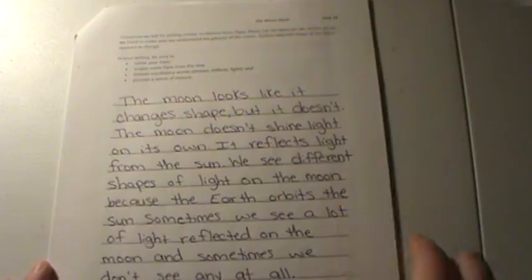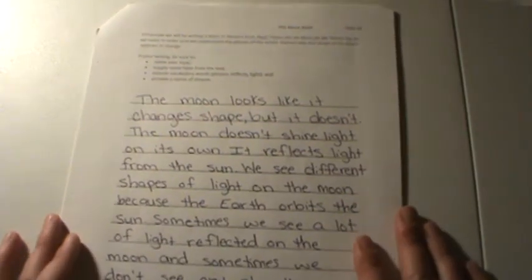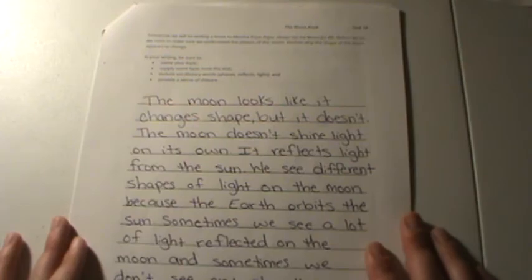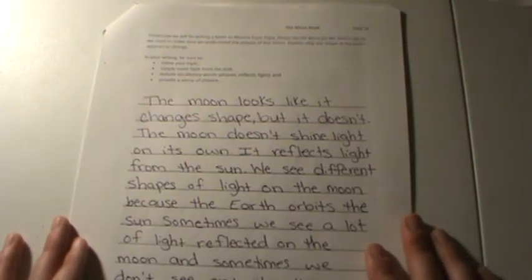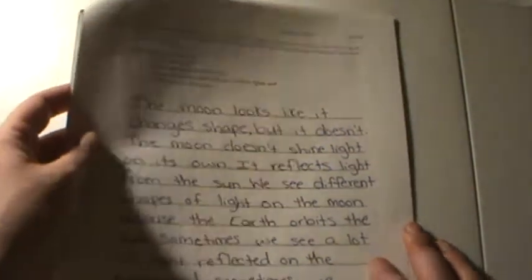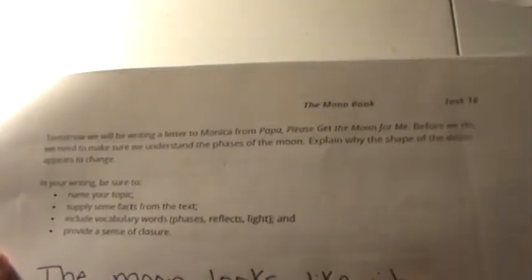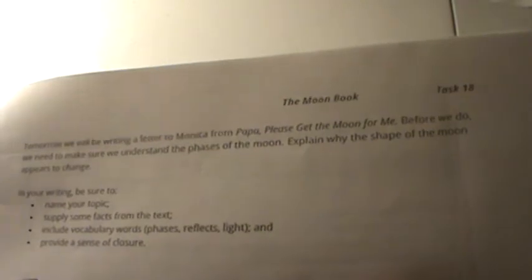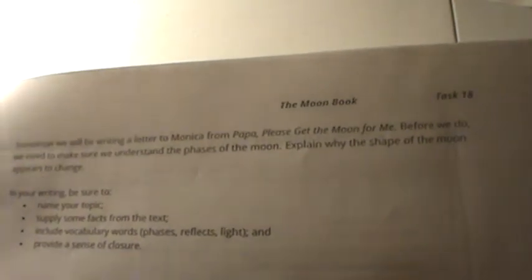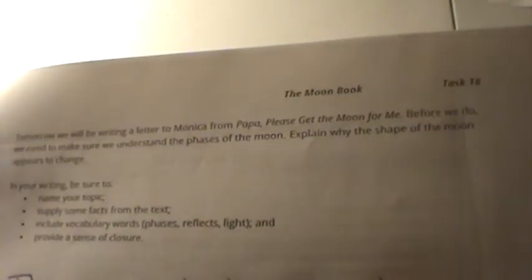And so then we move into our actual task for today. And for your task, it is task 18, and it is asking you, it says tomorrow, so task 19, tomorrow we're going to be writing a letter to Monica from Papa, Please Get the Moon for Me. But before we do that, we need to make sure we understand the phases of the moon.